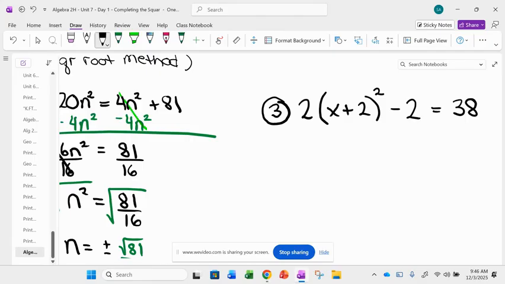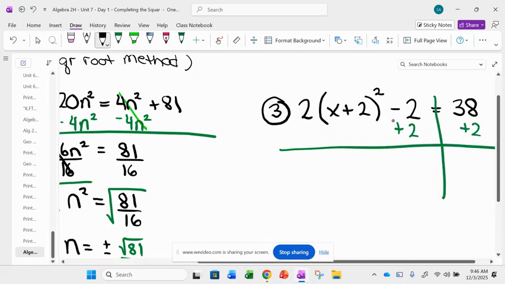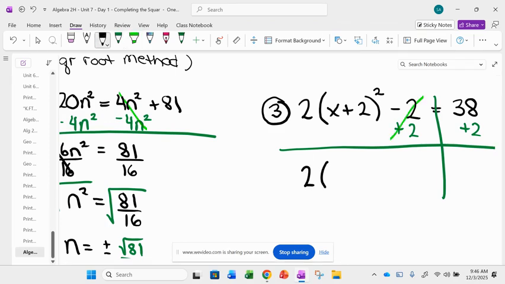So I need to get this all by itself. I need to get rid of this minus 2, and I need to get rid of this times 2 as well. We'll hold off on this for a second. For me to get rid of this minus 2, easy fix, what do I do? I just add it to the other side. So I'm going to add 2 to the left, add 2 to the right. So now I have 2 times the quantity of x plus 2 squared equals 40.